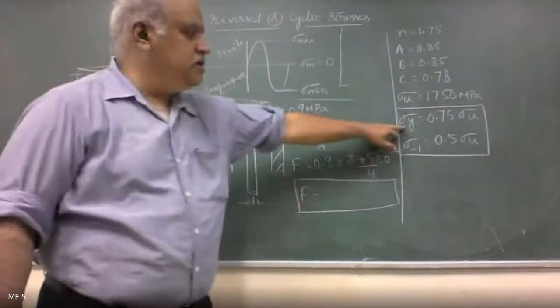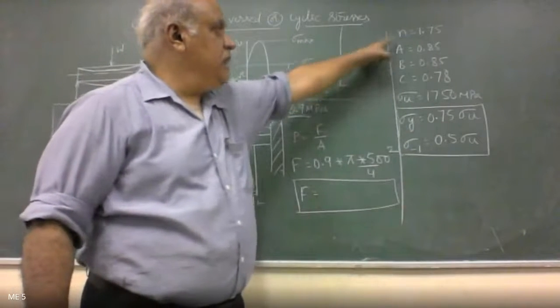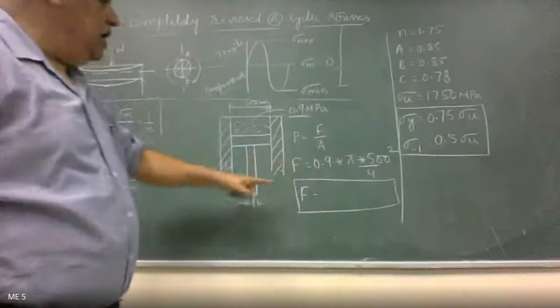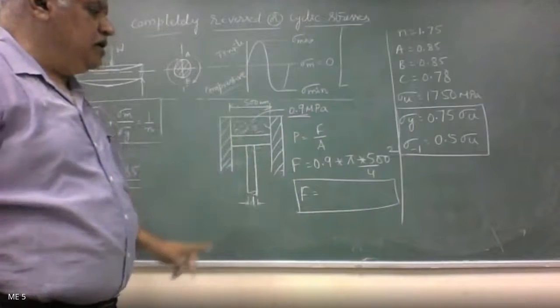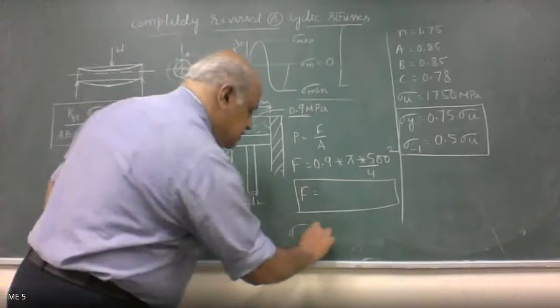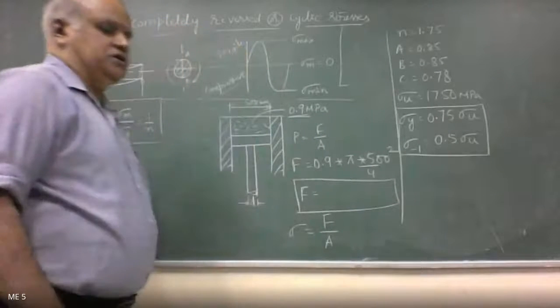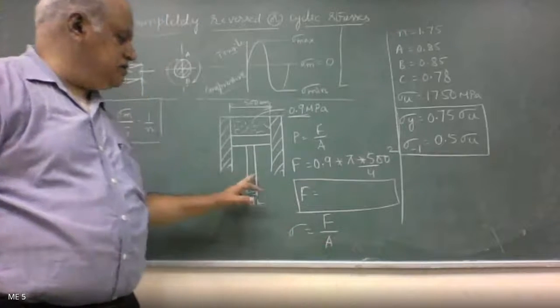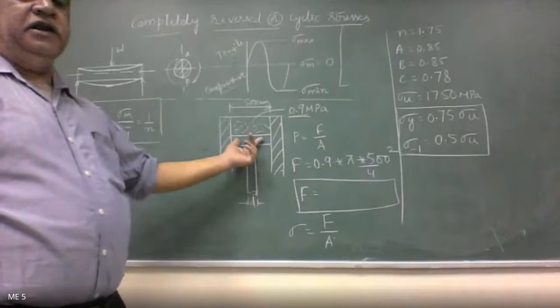So you can find out yield stress, you can find out endurance stress, A, B, C values are given, factor of safety is given, and we can extract F from here. Since it is subjected to axial loading, sigma is given by F by area of cross section. So here, area of cross section is of the piston rod, not the cylinder bore here.